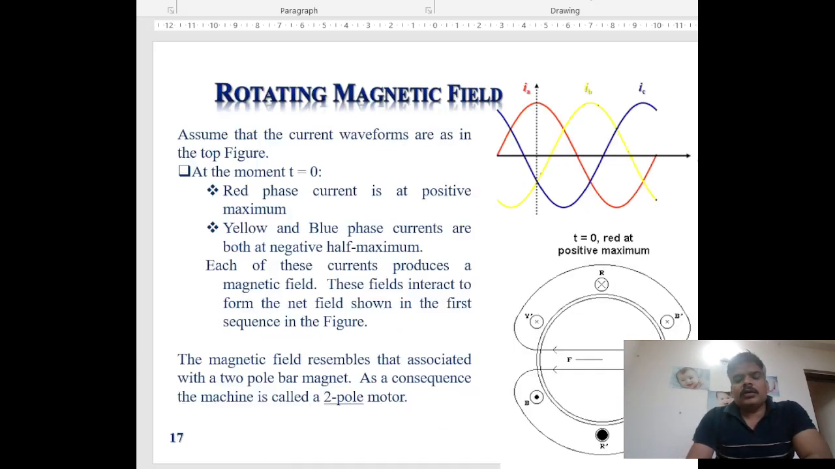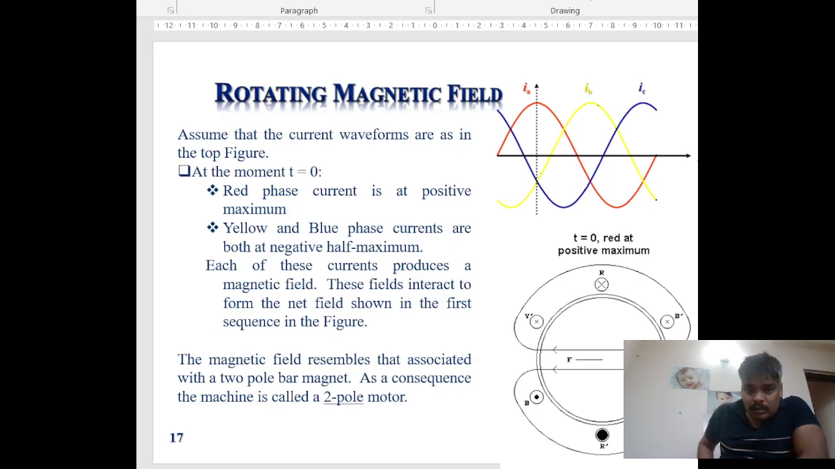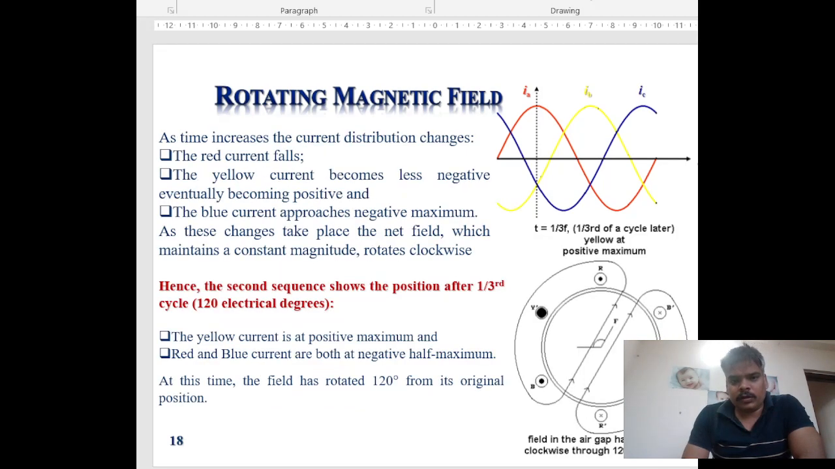Rotating magnetic field. Assume that the current waveforms are as in the top figure. At the moment time t equals 0, the red phase current is at positive maximum. Yellow and blue phase currents are both at negative half maximum. Each of these currents produces a magnetic field. These fields interact to form the net field shown in the first sequence in the figure. The magnetic field resembles that associated with a two-pole bar magnet. As a consequence, the machine is called a two-pole motor.